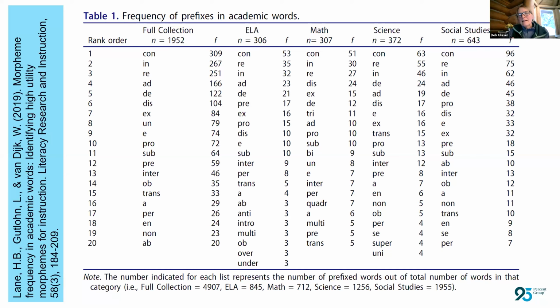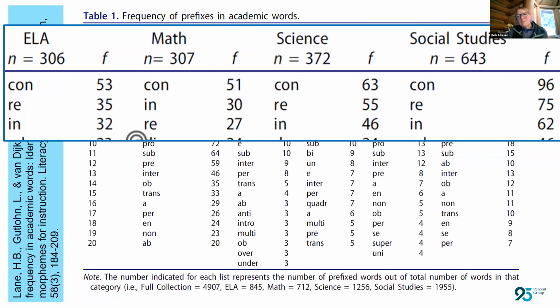In the texts, the total number of words that were prefixed is the number above each of these, the full collection: English language arts, math, science, and social studies. And I want you to notice the most common prefixes. And I thought, when I looked at this study, this is a wonderful resource for us to know where to begin.